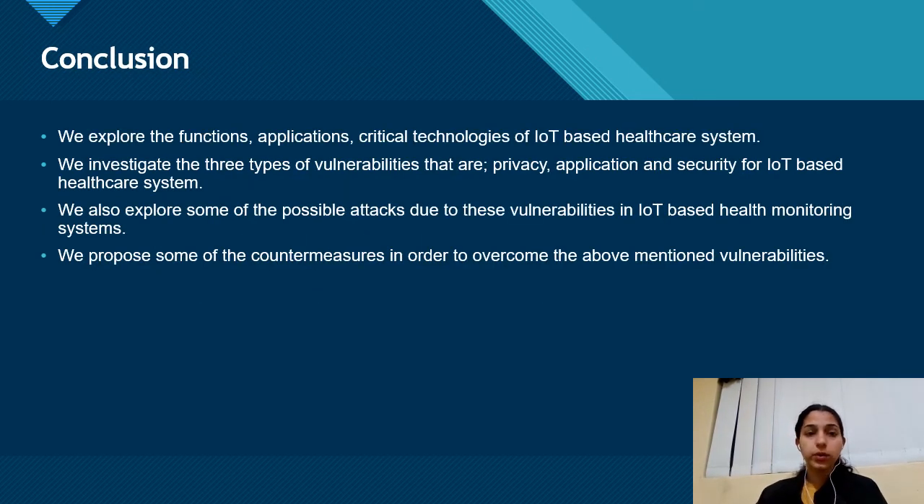Here is the conclusion. We explored the function, application, and critical technologies of Internet of Things based healthcare systems. We investigated the three types of vulnerability: privacy, applications, and security for Internet of Things based healthcare systems. We also explored some of the possible attacks due to these vulnerabilities in Internet of Things based health monitoring systems. We propose some countermeasures in order to overcome the above mentioned vulnerabilities.